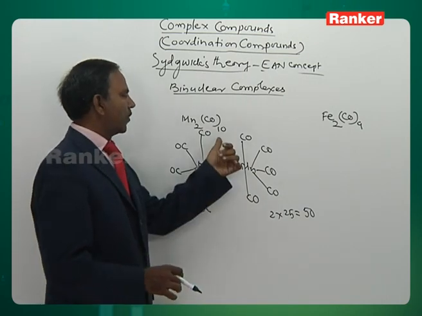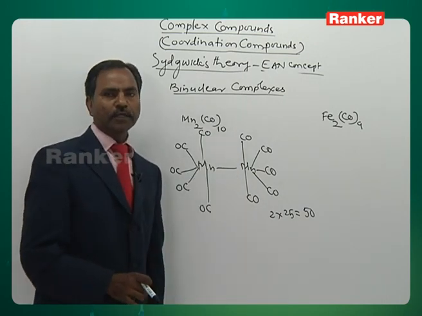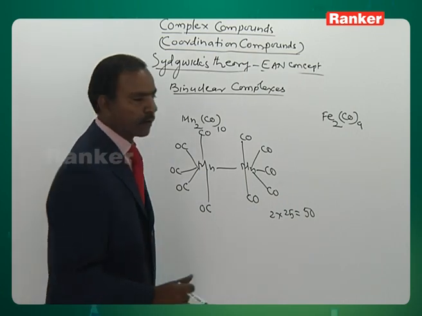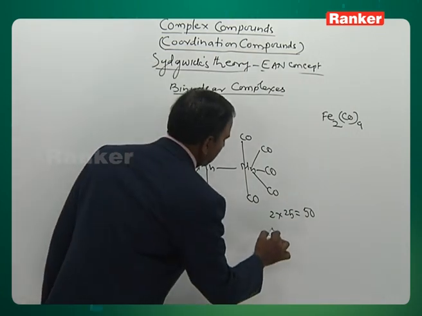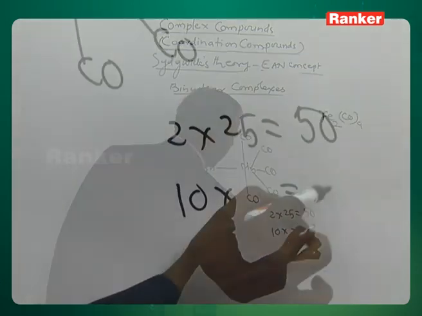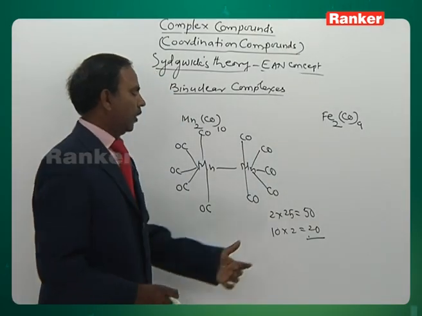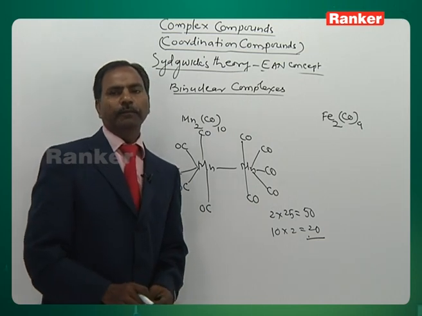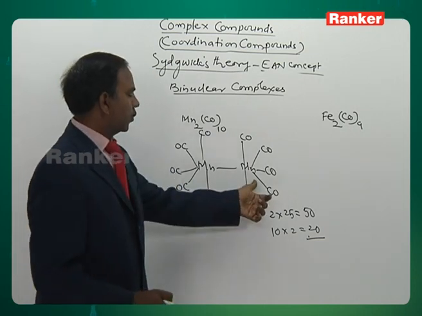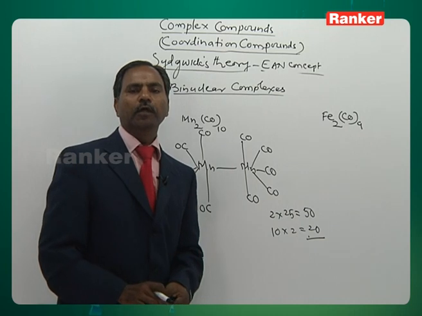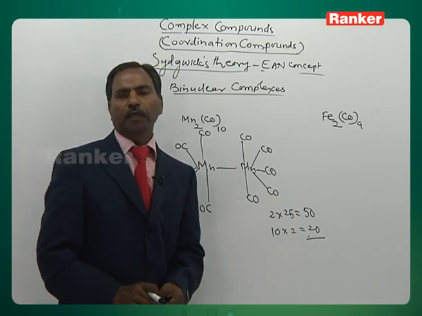Then how many ligands are there? 10 ligands are there. Each ligand is a 2 electron donor. 10 into 2, let me write, it will be 20. But the total comes to be 70. 70 to be shared by 2 metal atoms, 70 by 2 coming to be 35.